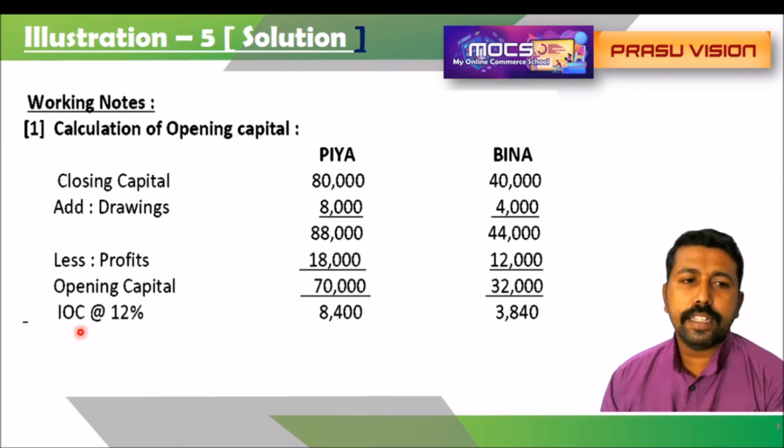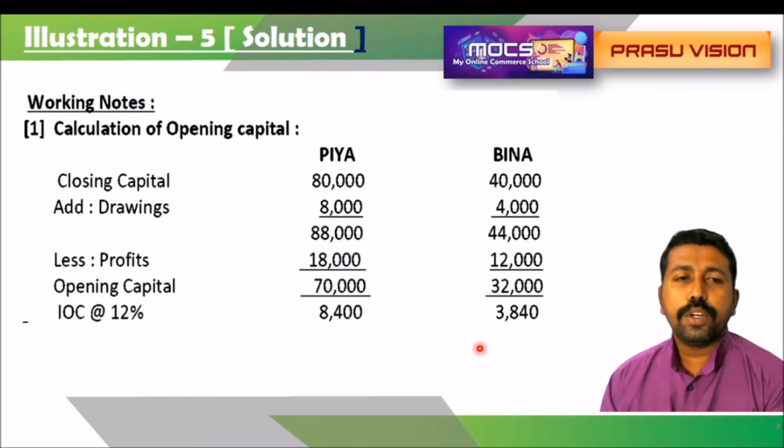And 12% is the interest on capital. 70,000 into 12 by 100 gives 8,400. And Beena's opening capital, 32,000 into 12 by 100, gives 3,840. Through this way we have to find the interest on capital, because the opening capital is not given in the question. Only the capital at the end of the year in the balance sheet is given. So we have calculated the interest on capital.